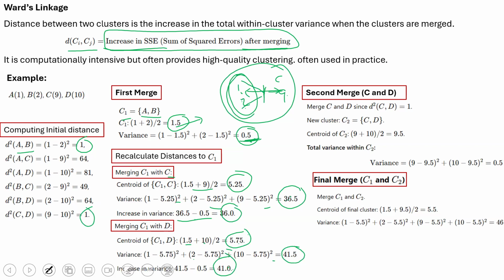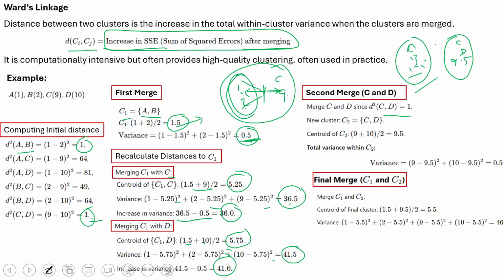So if you look at this, the increase in the variance, what is the smallest value between all these things? So 1 is the smallest value, right? So the second merge will be C and D. We merge C and D since the distance between C and D is 1. So the new cluster is C comma D. The centroid of the new cluster is 9.5. So C and D will fall here. The centroid of this cluster is 9.5, and A and B fall here. The centroid of this cluster is 1.5.